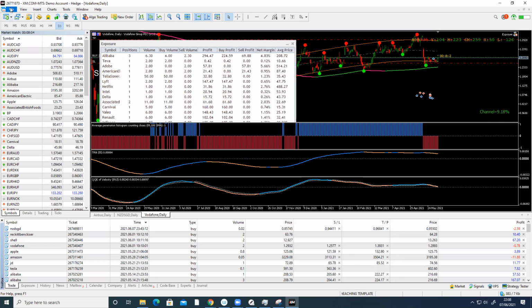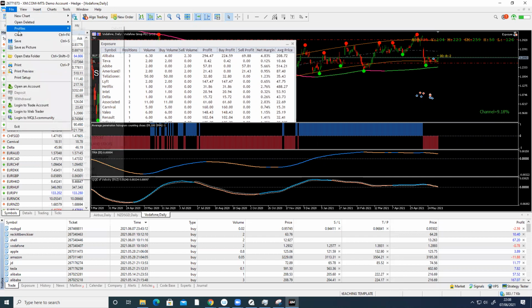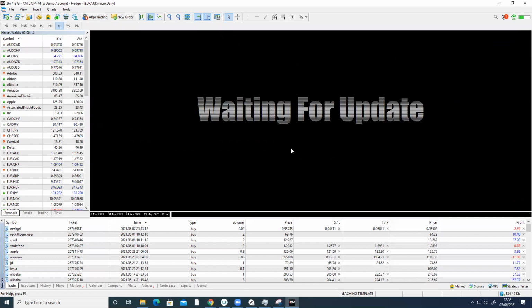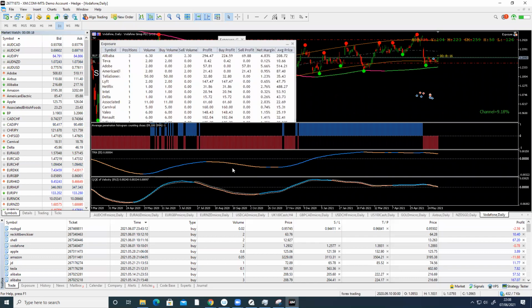But if I go back to my original template, go to File, go to Profile, and then go to, I think it was Forex trading, then my Forex trading should come back. That's what I was thinking. It's in File, Profile, and then just click on one. Yeah, but that's not really what I'm asking.